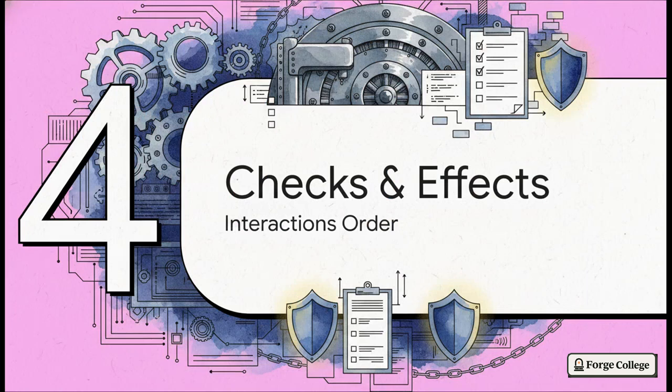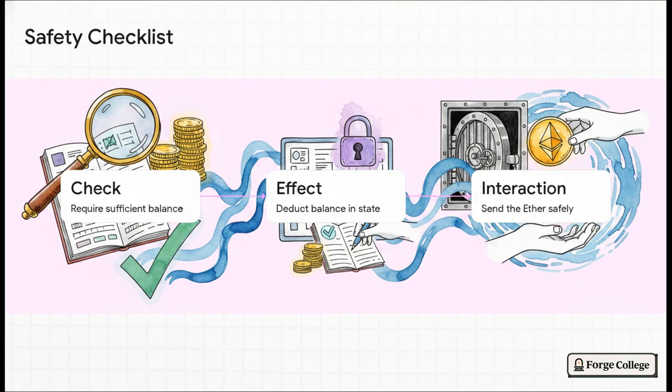Which brings us to Section 4, Checks, Effects, and Interactions. To make sure our pull withdrawal vault is completely impenetrable, we rely on the ultimate safety checklist. And this brilliantly illustrates the absolute golden rule of Solidity: checks, effects, interactions. This is the holy trinity of security. Step 1, check. We verify the user actually has enough money in their balance. Step 2, effect. We deduct that money from their internal account screen, which is our state. Step 3, interaction. Only after the state is completely updated do we actually send the physical ether out to them.